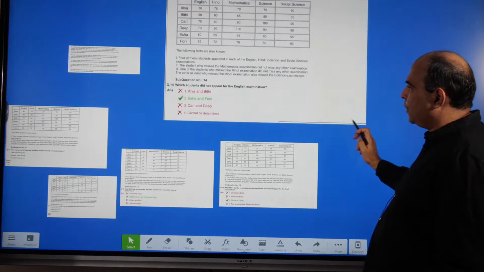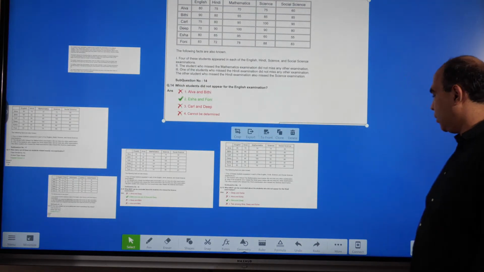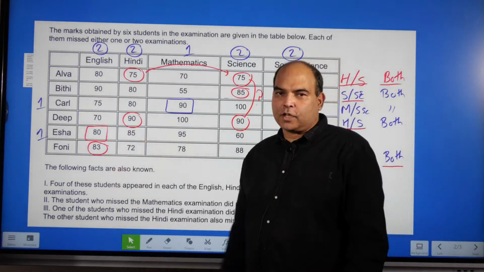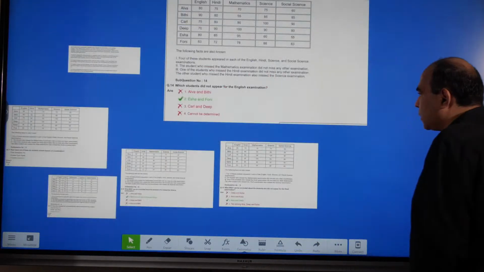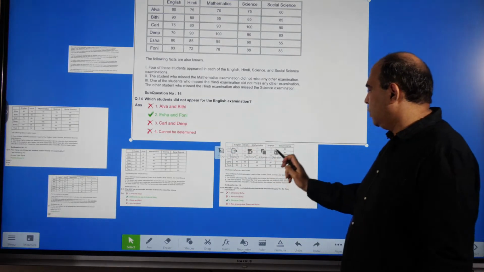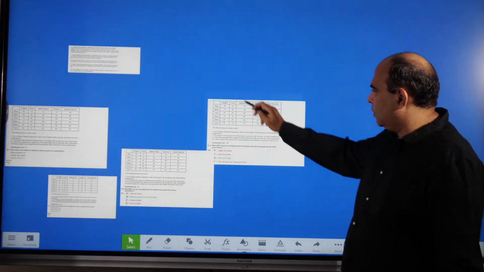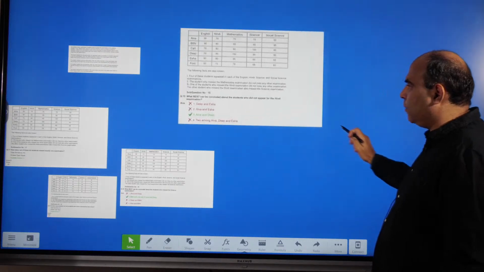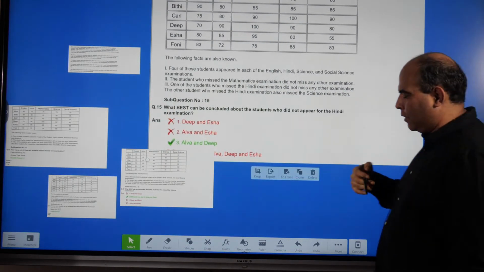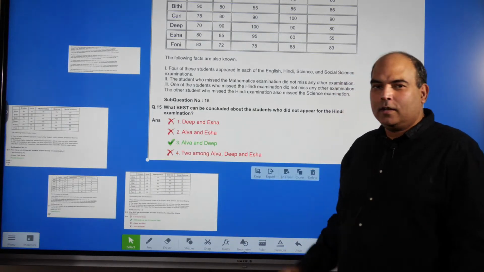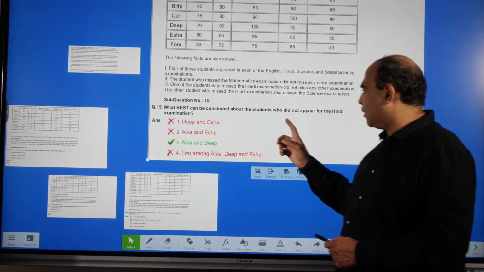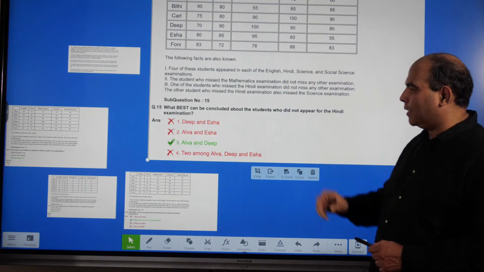Which students did not appear for the English exam? Which student did not appear for the English exam? Isha and Phony did not appear for the English exam. 6 marks. Question 14, option 2. You are up to 6 marks now. The third question, 6 questions, 18 marks here. So it's kind of a qualifying. If you're heading to a score of 80, this will take you to a score of 100 if you had got this through. What best can be concluded about the students who did not appear for the Hindi exam?